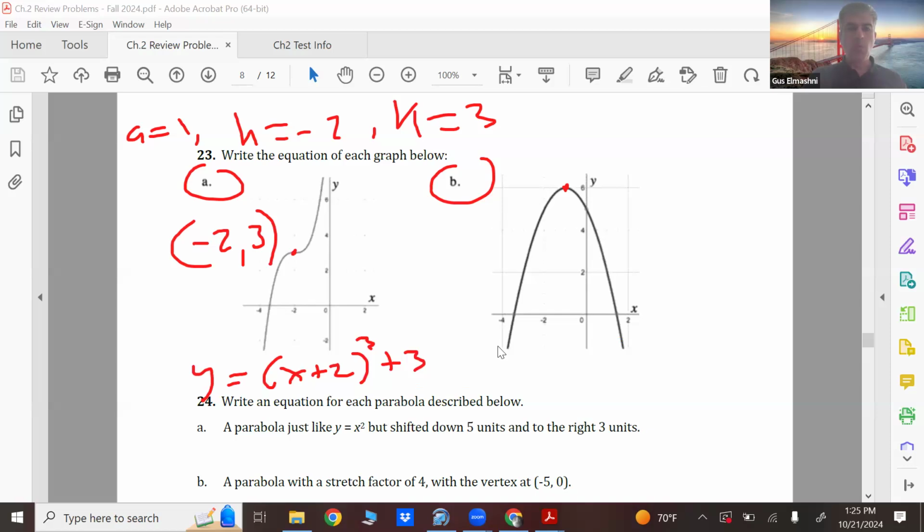What's your vertex for part B? How would you know what the a value is? I'm not going to do that to you guys because we haven't practiced that enough, so don't worry about it. Actually, let me take it back. Sorry, I should take that back. Here's what you do. You simply look at a point nearby and just make sure it satisfies the equation.